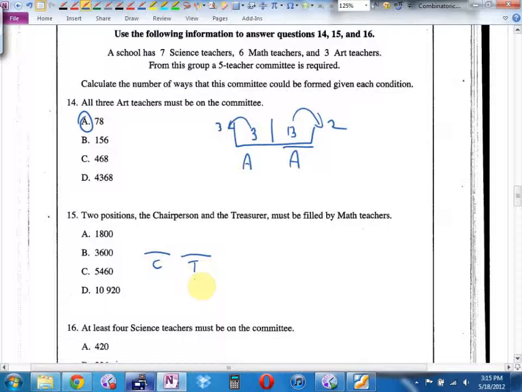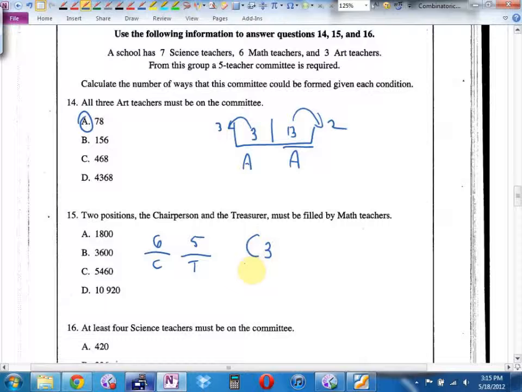How many choices do I have for the chairperson? Of course the math teacher should be in charge. How many choices do I have for the treasurer? 5. Are there any other restrictions for the rest of this? Does order matter for the rest of this? So it's going to be a choose. How many teachers are we choosing? 3 of them left over.